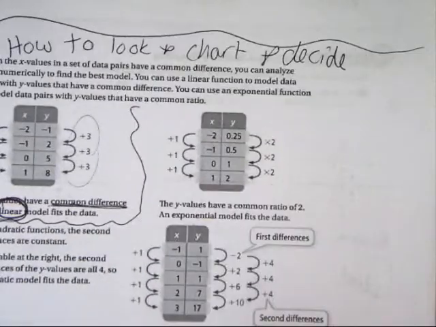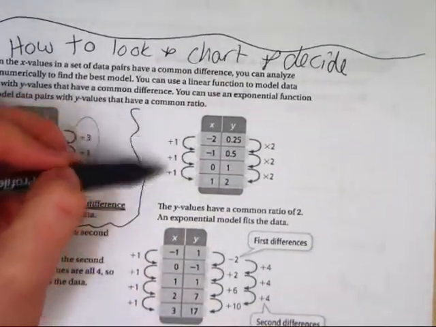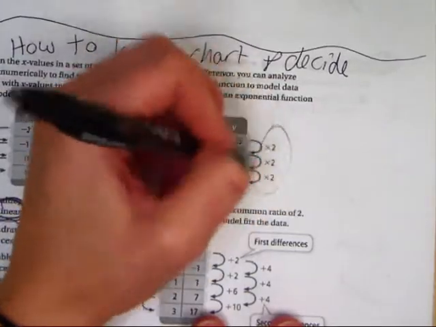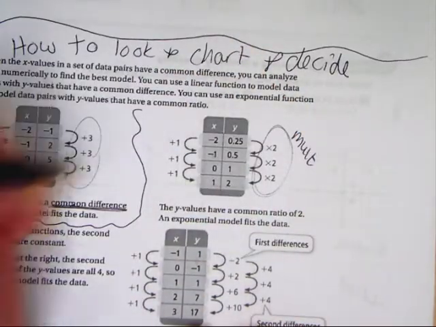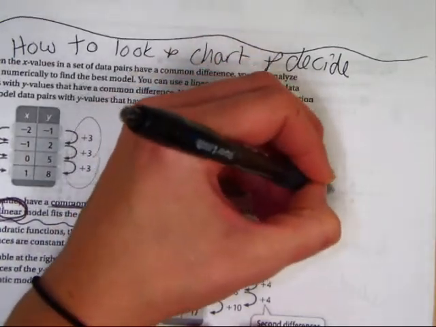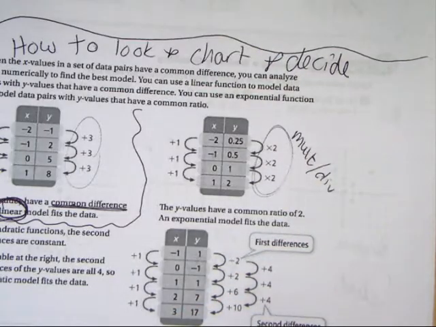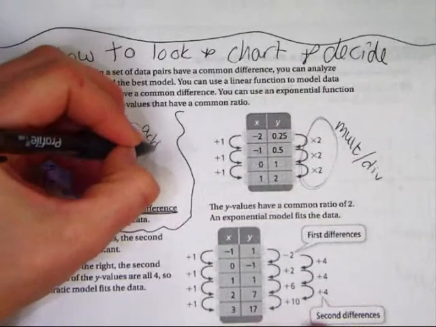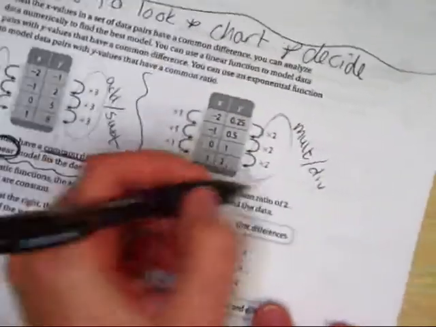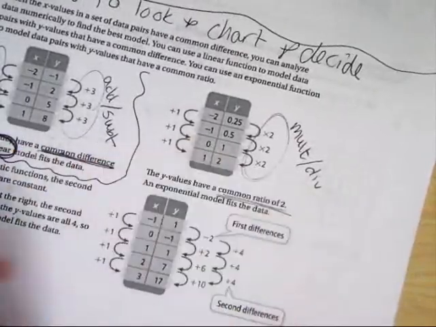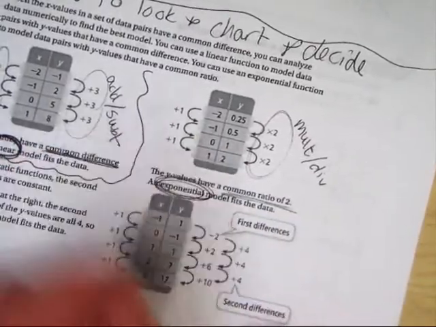Take a look at the next one. As this one goes up evenly, this one gets multiplied on this side. Or, if you need to see it, it's getting divided on this side. So over here we have addition, subtraction to make a linear. Over here we have multiplication and division to have a common ratio. We've talked about that before. To make it exponential.